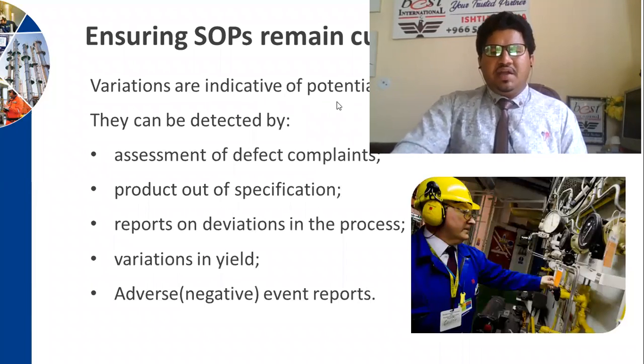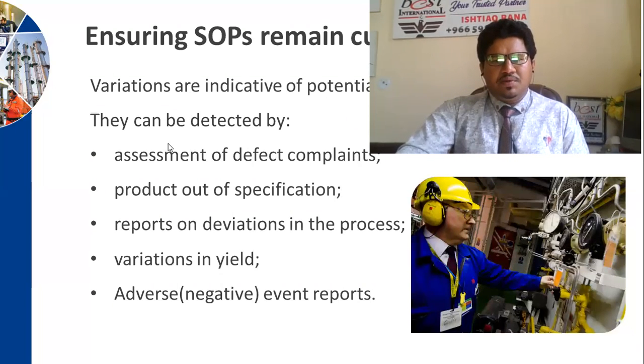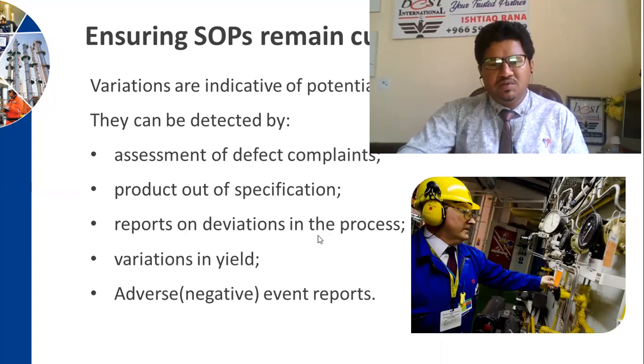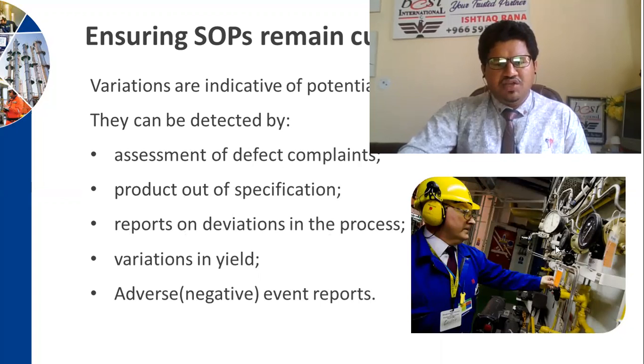Variations are indicative of a potential loss of the safety envelope. They can be detected by assessment of defect complaints, product out of specification, reports on deviation in the process, variation in yield, and adverse or negative event reports.